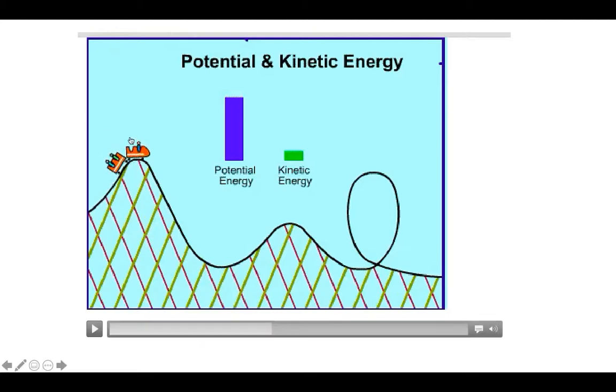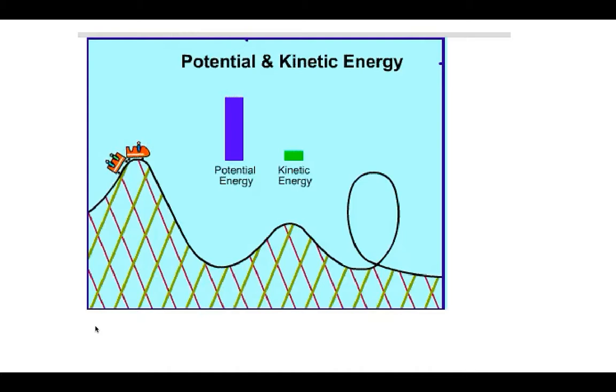Where is this roller coaster car going to go? Well, crash to the ground. Hopefully that doesn't happen. Hopefully it stays on the track. But even still, gravity can pull it down. So the higher it is, the more gravitational potential energy it has. The potential for gravity to pull it down towards the ground.